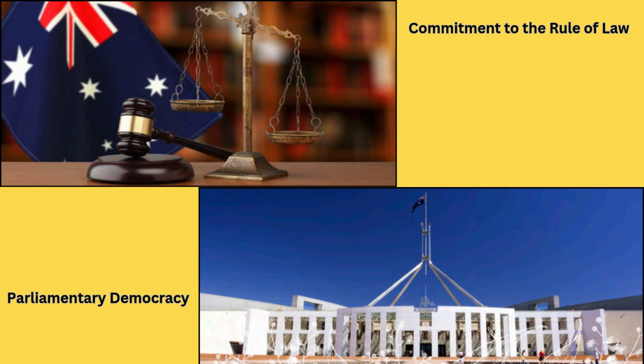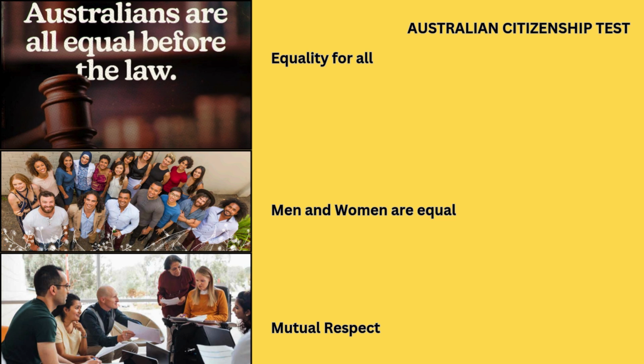Parliamentary democracy. Australia operates under a parliamentary democracy where citizens elect their representatives in Parliament. Voting is compulsory for Australian citizens. More topics are mentioned here too. Equality for all. Equality before the law is a core value in Australian society. Men and women have equal rights, mutual respect, and tolerance. Australians are expected to show mutual respect for others' beliefs and opinions. Tolerance is a key aspect of Australian society.